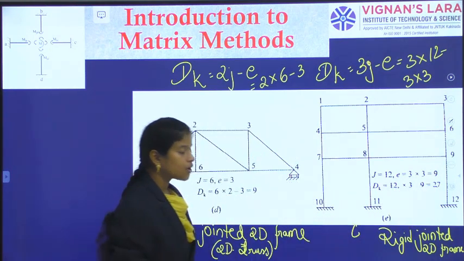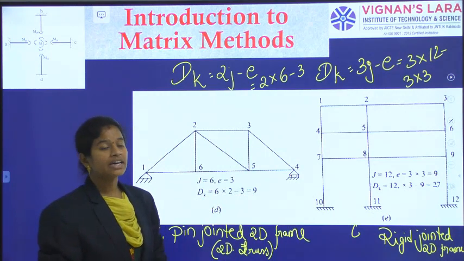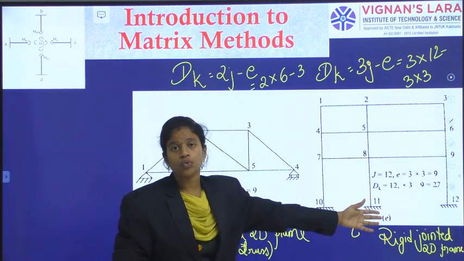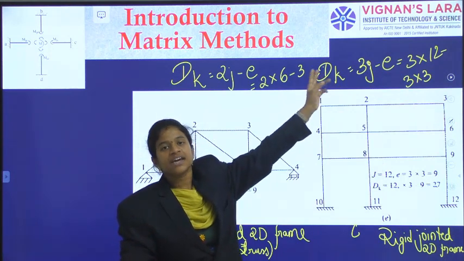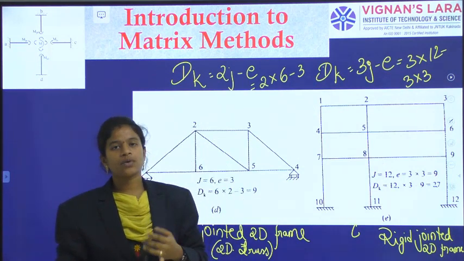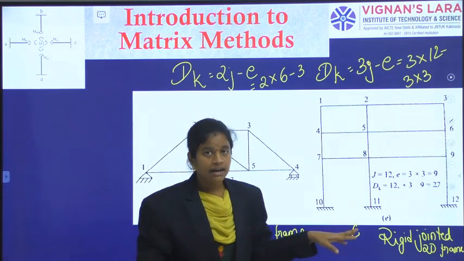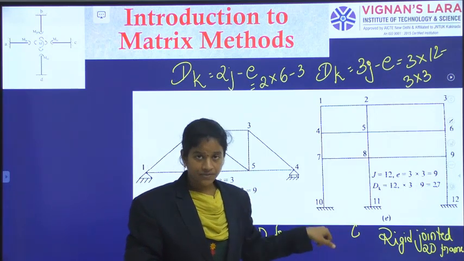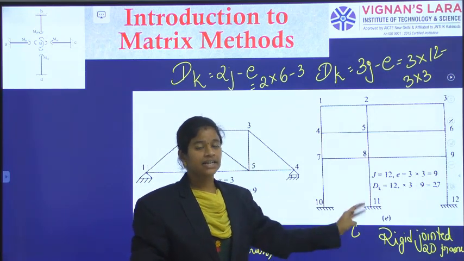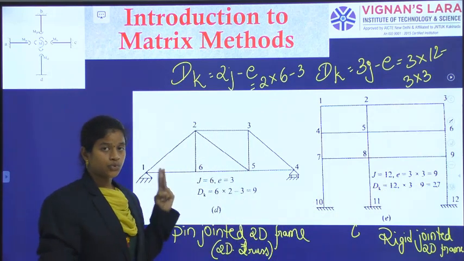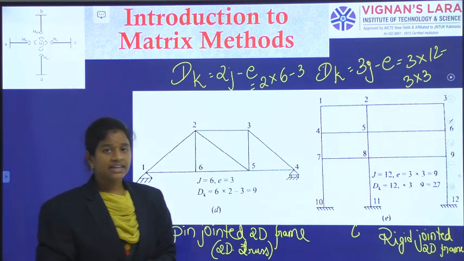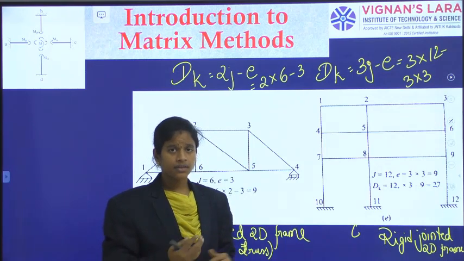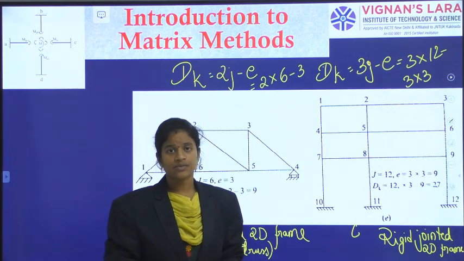Okay, so the degree of kinematic indeterminacy of a rigid jointed 2D frame, for this structure I have calculated, is 3j minus e. J is the joint equations, and e comes from the support conditions, fixity, so 3 times 3. One end hinge 2, other end roller 1, so 3. So the boundary conditions are the compatibility conditions we are having.